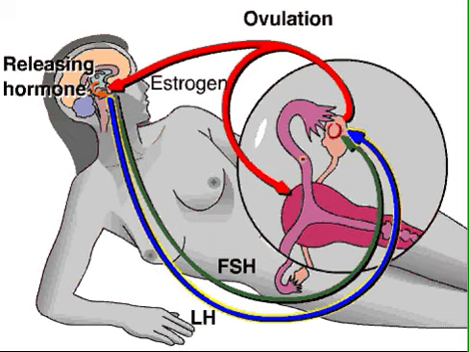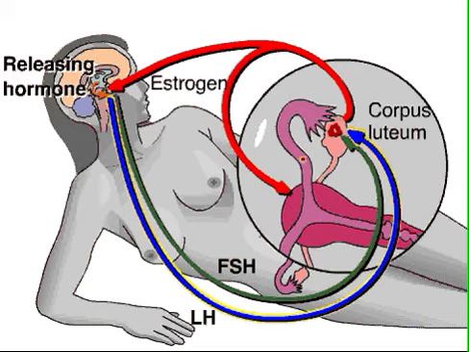LH, or luteinizing hormone, also causes the ruptured follicle to develop into a glandular structure called the corpus luteum.